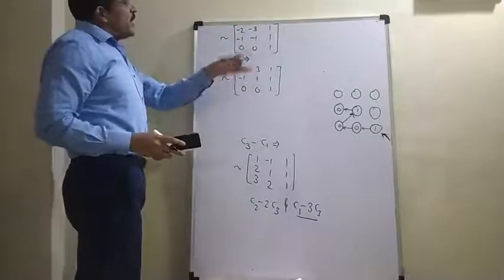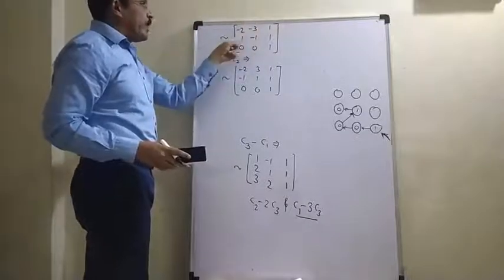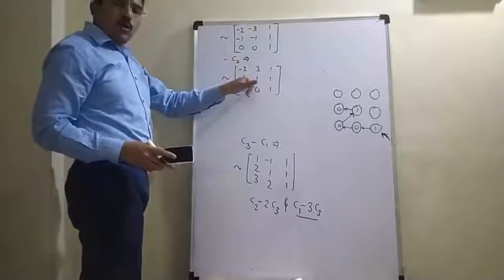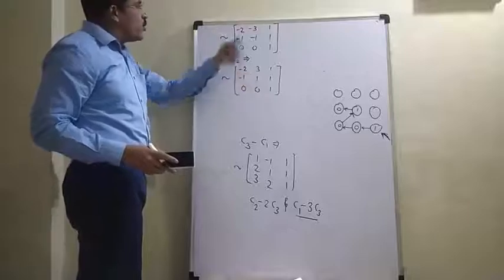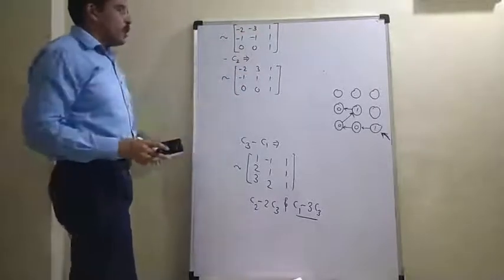Now here, if you directly do C1 minus C2, then you get 0. There is no need to bring 1 here. Without doing this, you can find the answer. But I am doing it now as per this.